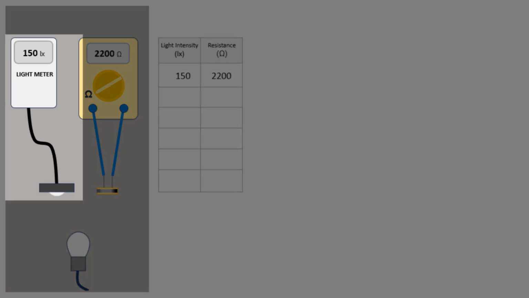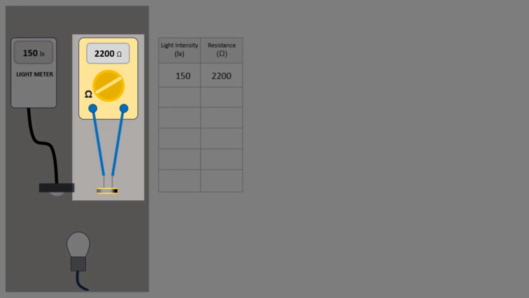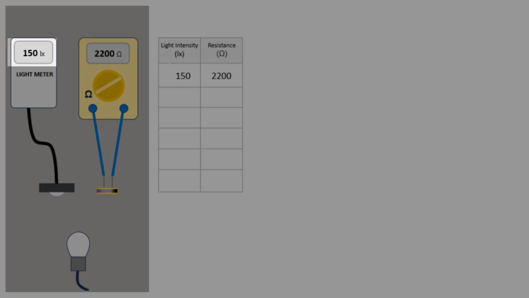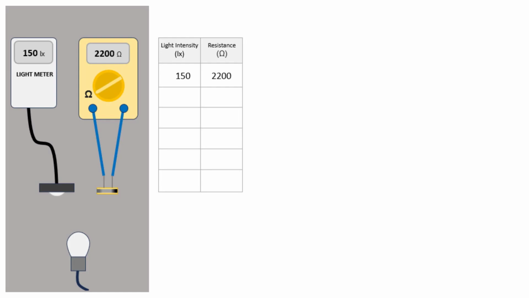We use the light meter to measure the brightness and a multimeter set up to measure resistance directly. The brightness of light falling on a surface is measured in a unit called lux, but we don't need to worry about the exact unit. For us, it's just a way of putting a number on the brightness.